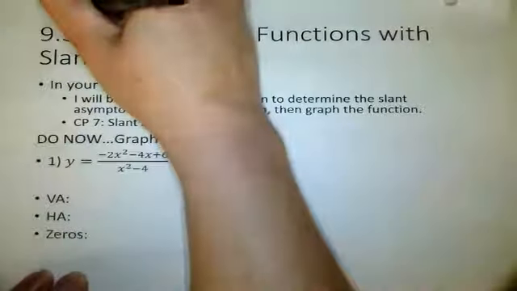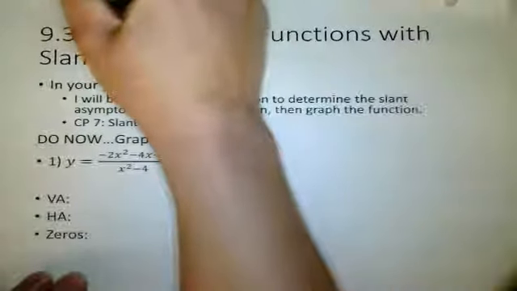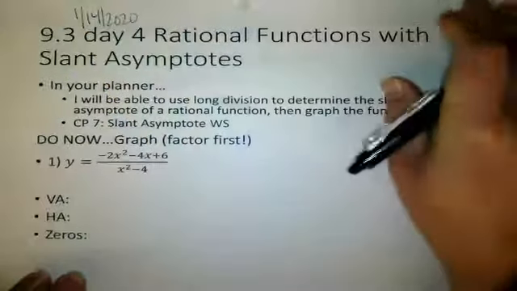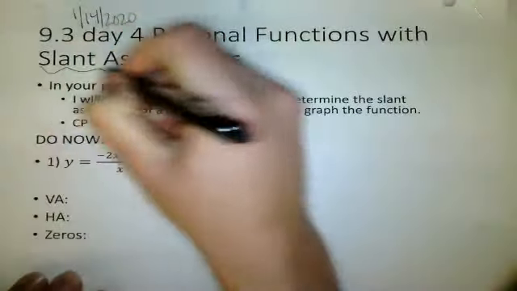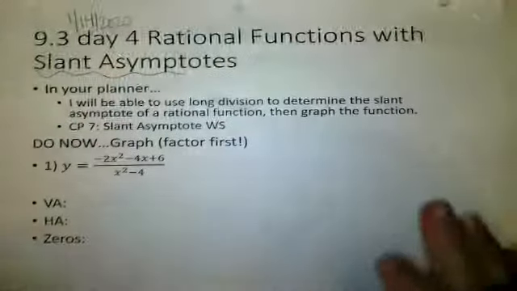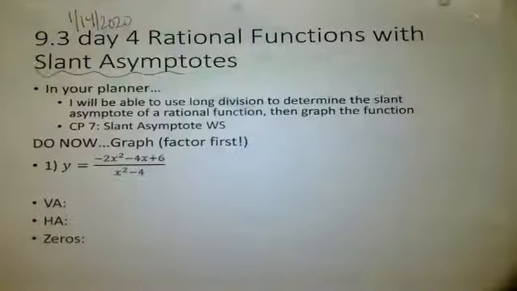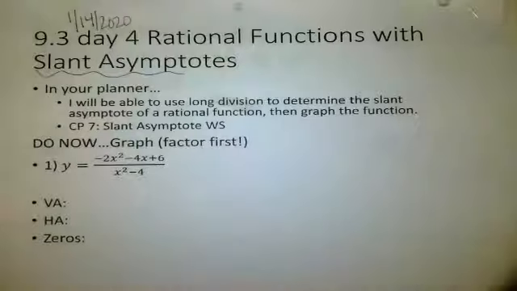It is January 14th, 2020. Rational functions with slant asymptotes is what we're talking about today. Today we have very interesting functions, and so it's kind of nice.